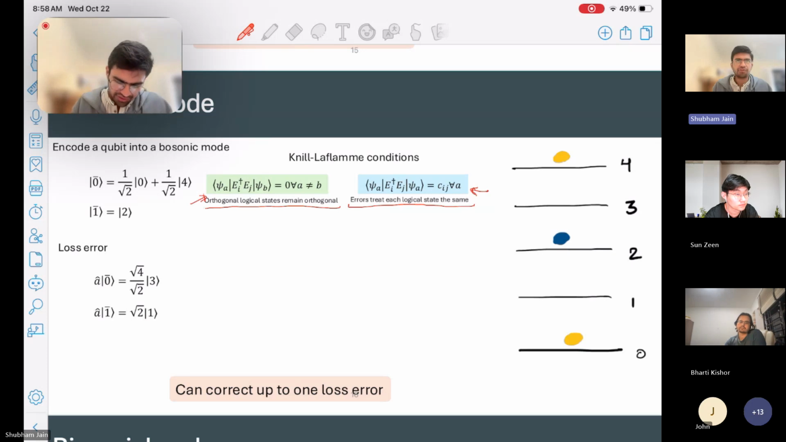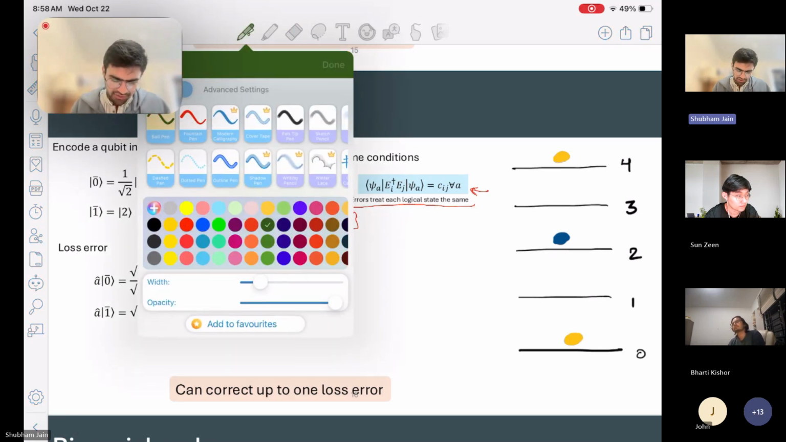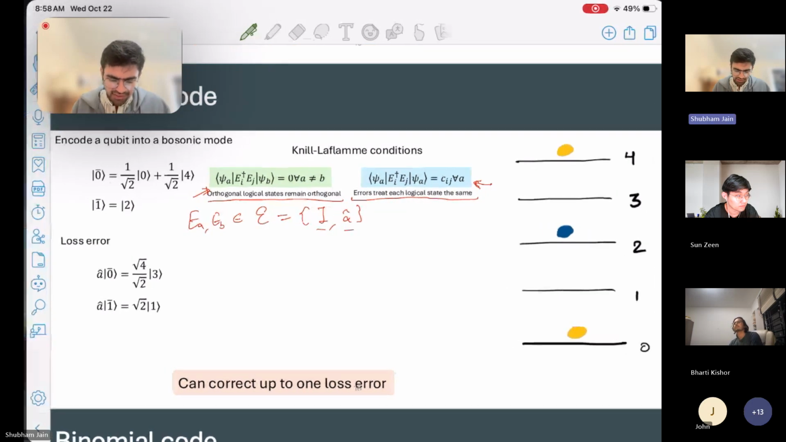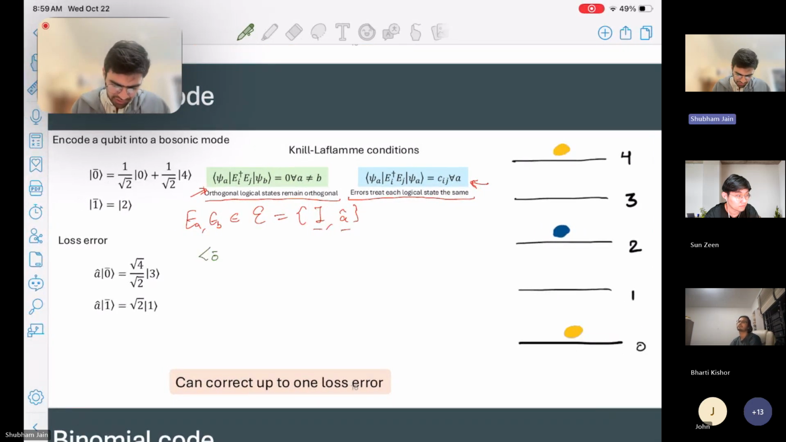So, okay, let's see how this binomial code can satisfy these Knill-Laflamme conditions. My claim was that it can correct errors up to one photon loss. So this error set is just I and A, which is the no-error identity and one photon loss A. So E_a and E_b in these Knill-Laflamme conditions are going to be taken from this set. We can check each of these conditions one by one. Let's check the off-diagonal conditions first. Let's look at this one.